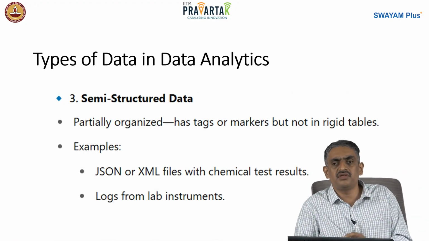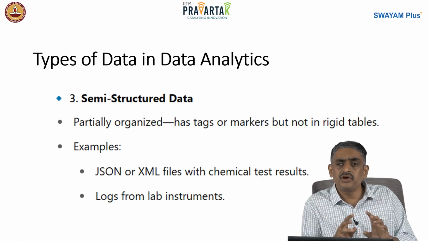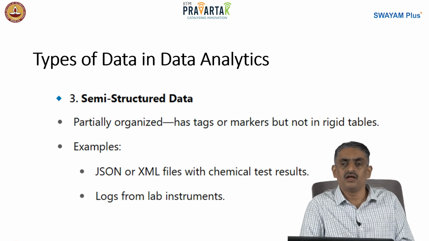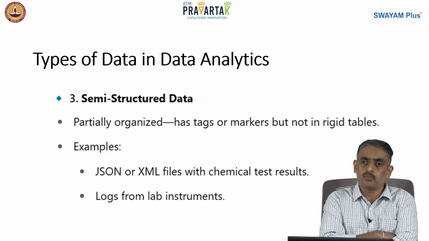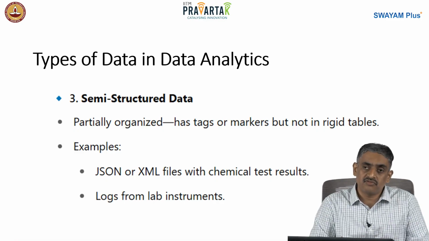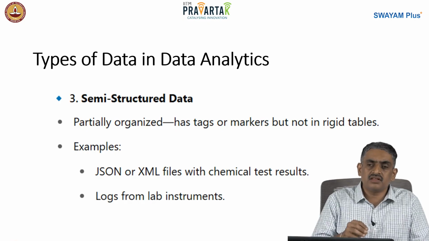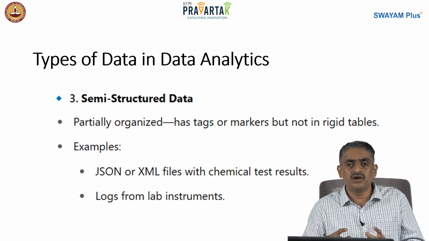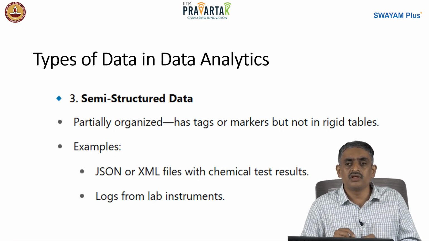And you also have semi-structured data. Semi-structured data is partially organized, but you cannot make them into tables. For example, you have something called JSON files or XML files. Some of the chemistry equipment, the digital apparatus that we use in chemical labs, are connected to some sort of sensors. These sensors will collect the readings, but they will not store it as a tabular structure. They will store it in a JSON format or in an XML file, or basically they will be storing them as logs.